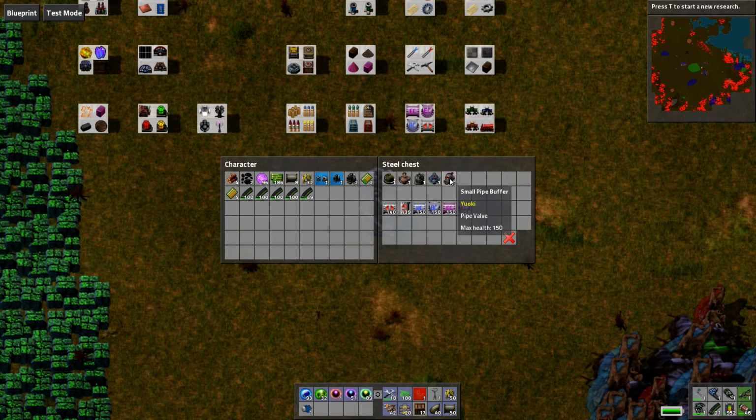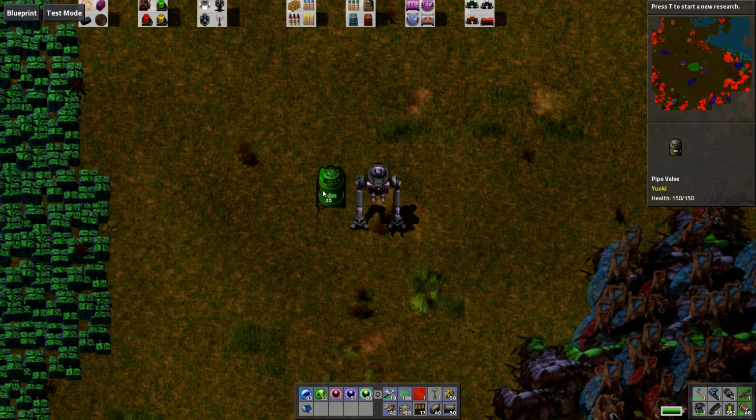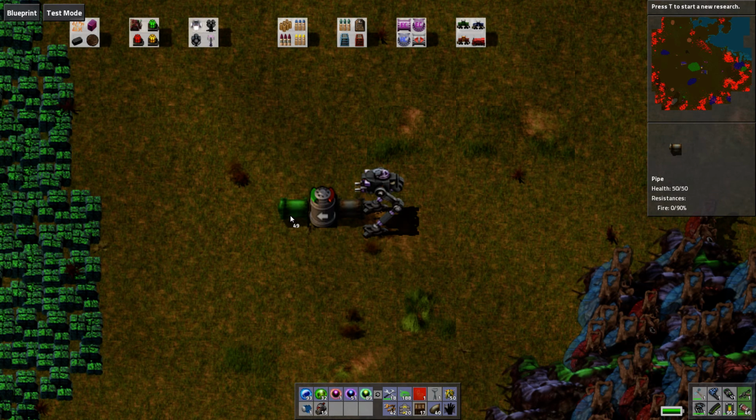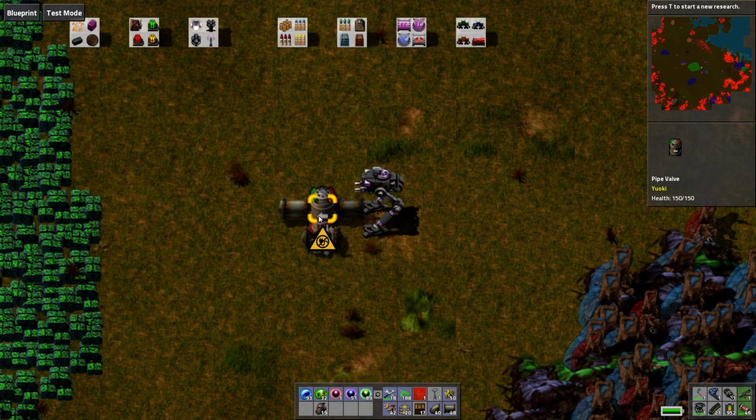Okay, and finally we have something called a pipe buffer. It's actually a pipe valve. So in vanilla, if you want to limit the flow to a certain direction, you have to use a pump, right? But here Yuoki provides you a valve. Very nice, right? So here your flow is limited to the left.